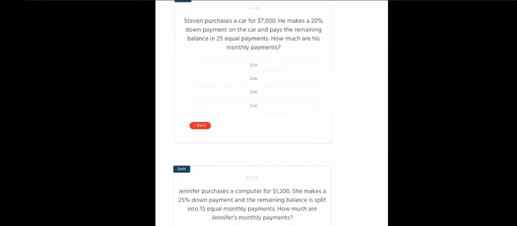Number 7. It says, Stephen purchases a car for $7,000. He makes a 20% down payment on the car and pays the remaining balance in 25 equal payments. How much are his monthly payments? All right. What is the question asking us for? The monthly payments. So this one has some extra steps, okay?